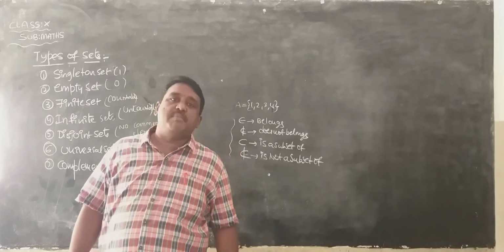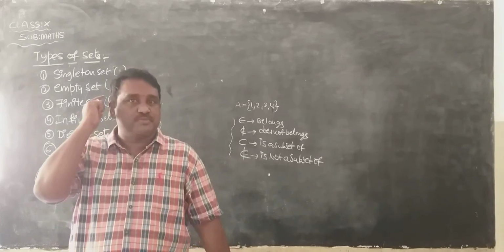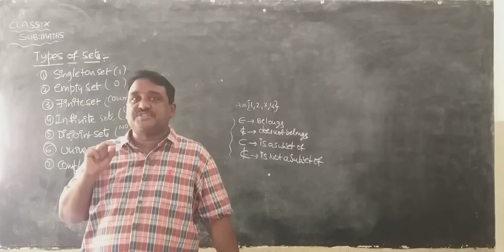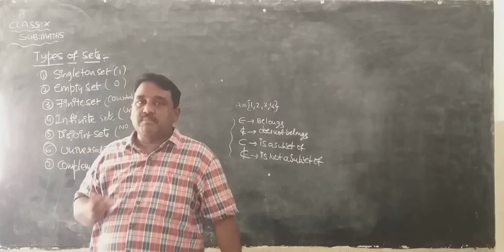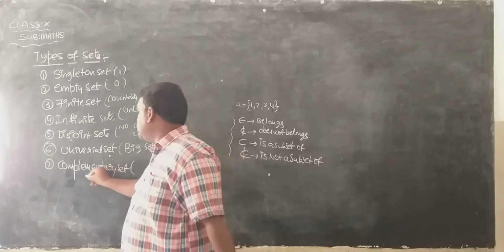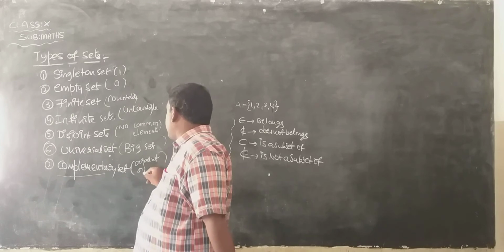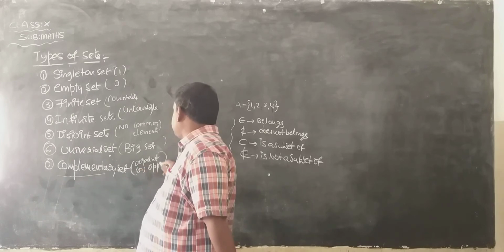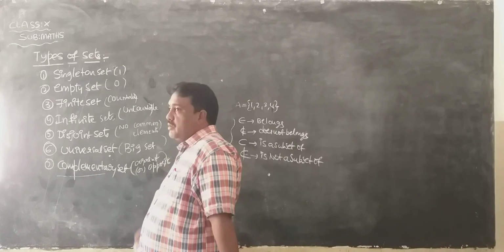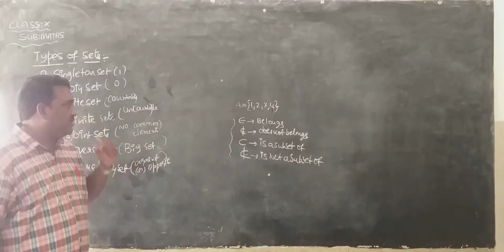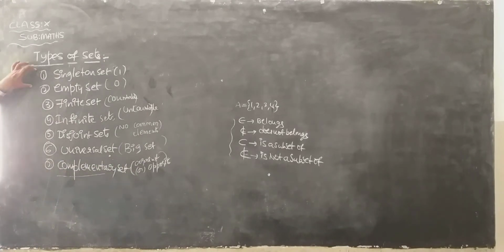Complementary set. Complementary means against. What do you mean by complement? Complement means opposite, against, or opposite. Okay? So there are different types of sets. Number one, singleton set. We will discuss types of sets in the next class briefly through examples. First of all, at least we have to know what the different types of sets are.